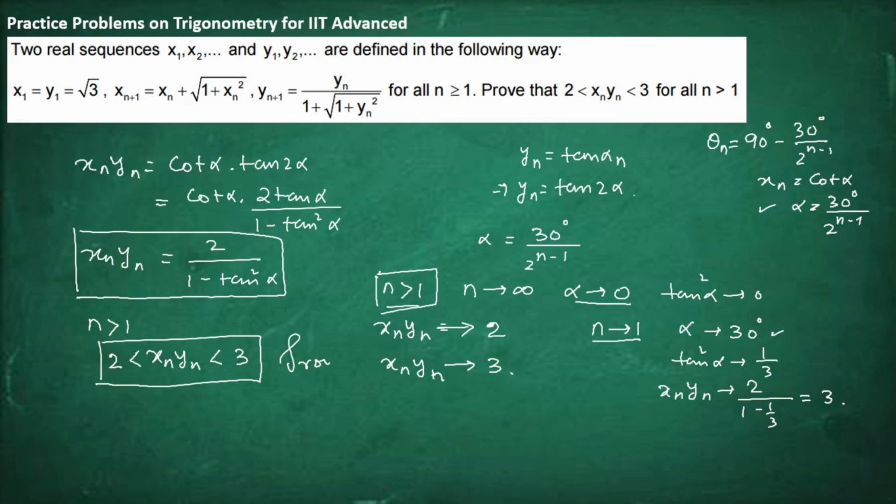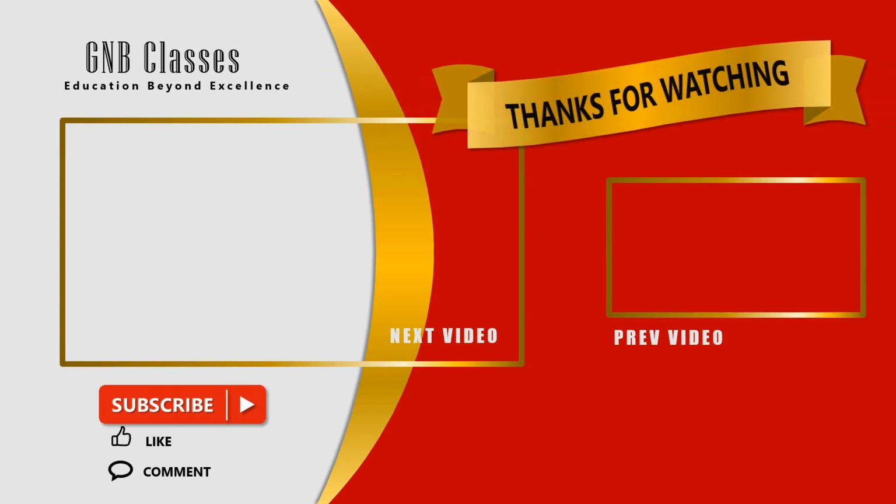Is it clear or not? So we have proved that when n is greater than 1, your xn yn is greater than 2 and less than 3. Have you understood this problem? Please try this sum on your own. Otherwise, you will never be comfortable with this kind of problems. Okay?